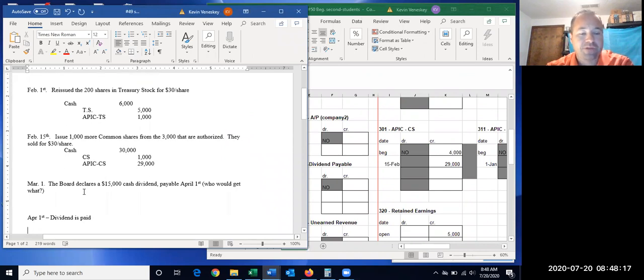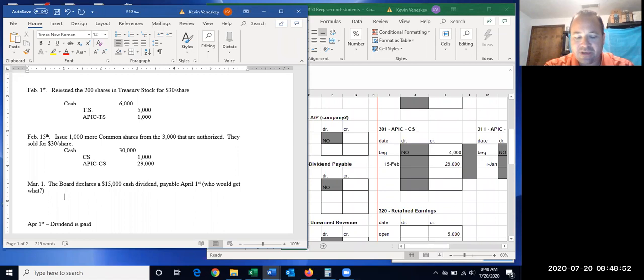Okay, now we're going to look at how a dividend works. The board declares a $15,000 cash dividend. So we always got to see what kind of dividend it is, stock or cash. It's not paid yet, it's payable on April 1st. And I ask us here who gets what. You typically won't do this on the book exercises, but I think it's a good exercise to do at this point, because the book won't necessarily have you do it when you're doing the journal entries. They'll have you do it on a separate problem, and they'll say, okay, who does get what? So we're just going to do it all at once here.